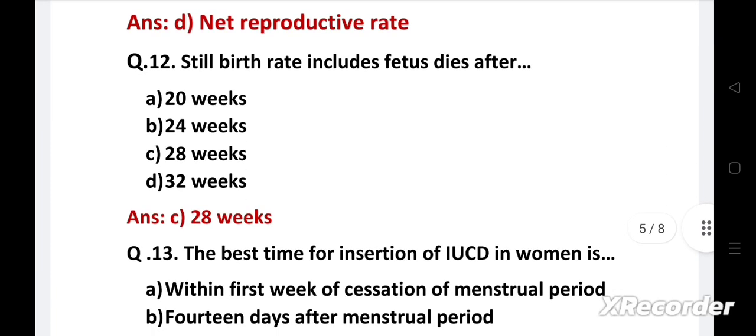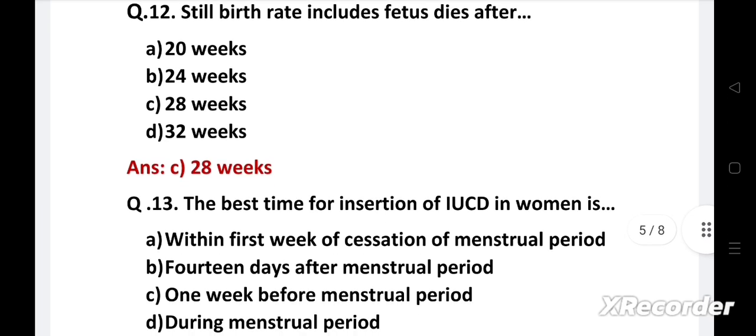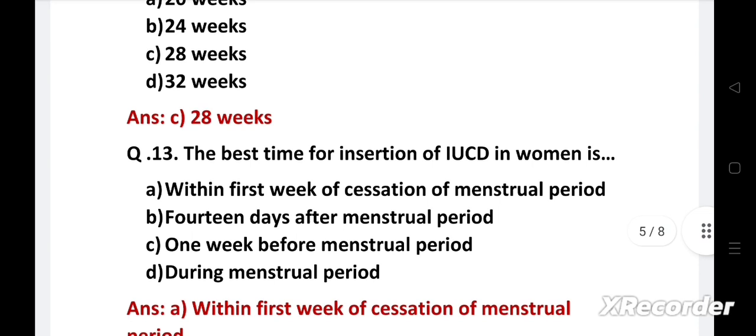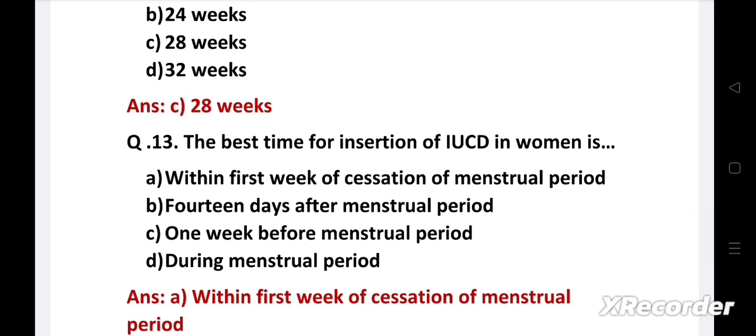Next question. The best time for insertion of IUCD in women is option A, within first week of cessation of menstrual period. B, 14 days after menstrual period. C, 1 week before menstrual period. D, during menstrual period. Right answer is option A, within first week of cessation of menstrual period. The IUCD insertion is scheduled within 7 to 10 days of starting of menstrual period because the internal os is slightly open during the first 7 days of periods. Thereafter the os closes and makes the copper T insertion difficult.